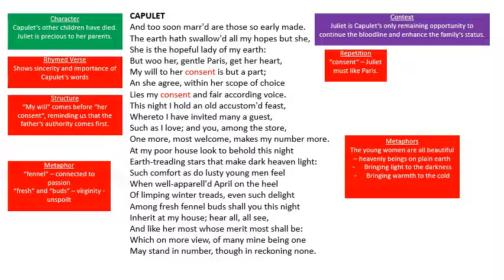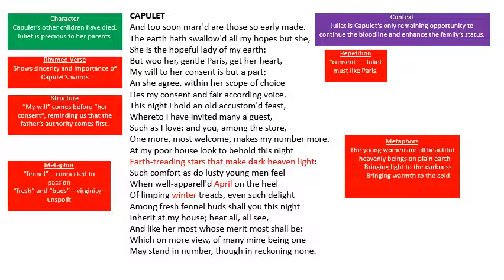A few more notes now for AO2. First of all, note down the repetition of the word consent. It really is important to Lord Capulet that his daughter Juliet does actually like Paris. He emphasises consent there, which is important. Also, an interesting note, in terms of structure, even though consent is important to Capulet, he mentions his will first, and that maybe reminds us that ultimately it will be up to him. His authority does come first in this situation.